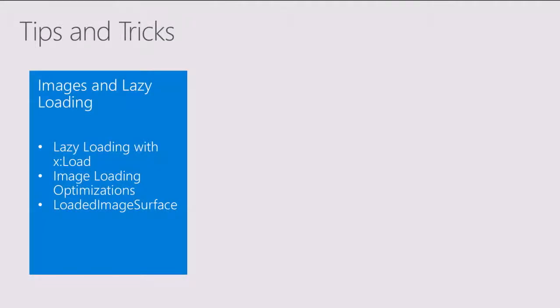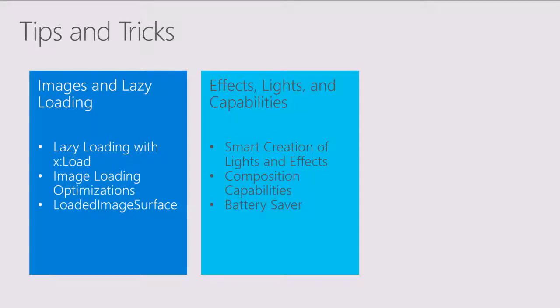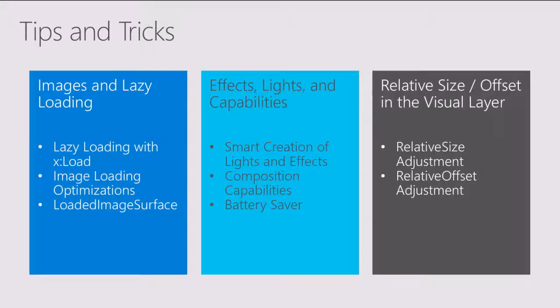Today, we're going to be covering three broad categories. First, we're going to talk about images, and loading UI elements in a lazy loading sort of way. And then we're going to move on to effects and lights, specifically XAML effects and XAML lights, and how to tailor those for customers running on old hardware or for people who are on battery power who might want the additional minutes of battery life. And then we're going to move on to features in the visual layer, relative size and relative offset, which we added for the Creators Update.